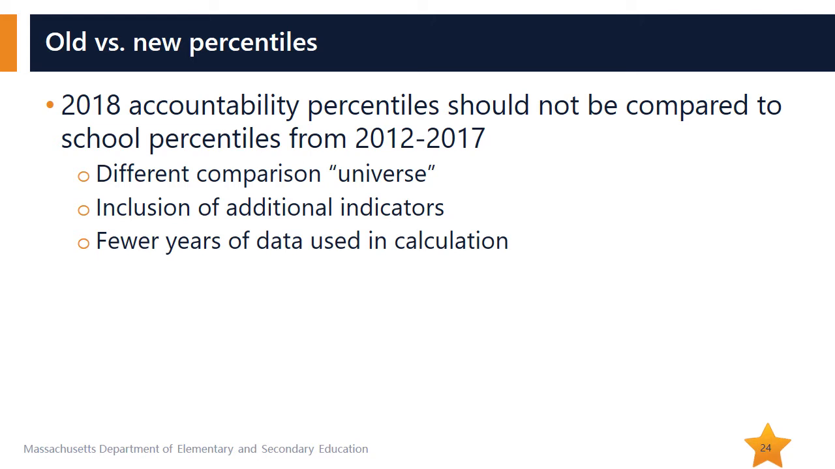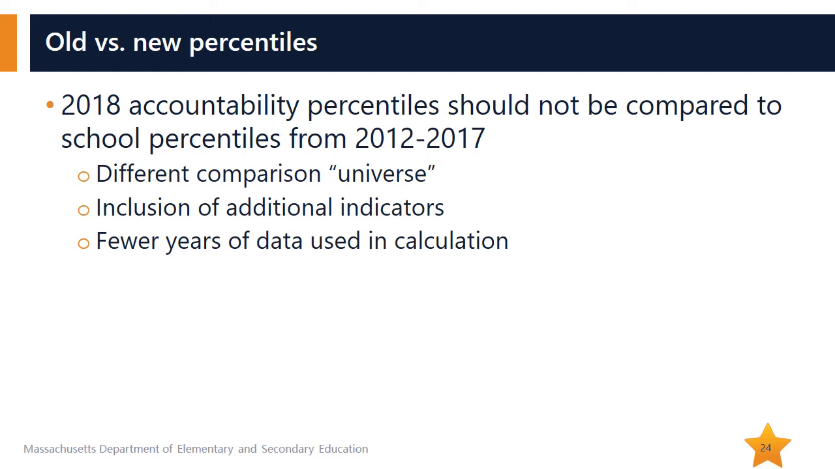It is important to understand that the 2018 accountability percentile should not be compared to the school percentile results from previous years to discuss trends, improvement, or declines. First, the 2018 percentile is calculated using a different accountability universe. For example, under the previous accountability system, schools were grouped into 5 school type categories: elementary schools, elementary middle schools, middle high schools, and high schools. As we reviewed on the previous slide, we are now only using 3 comparison categories.